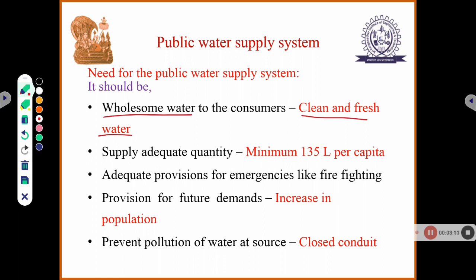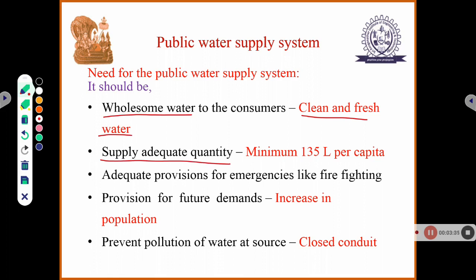Only if the water is clean can we consume it. And it should also be fresh. It should not have any smell, color, and so on. And then the government should supply an adequate quantity of water to the people.